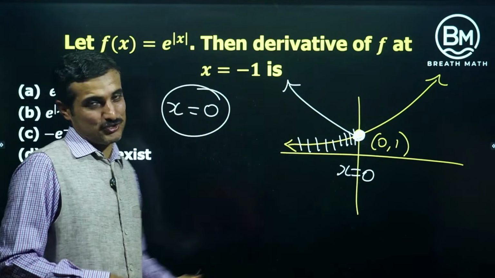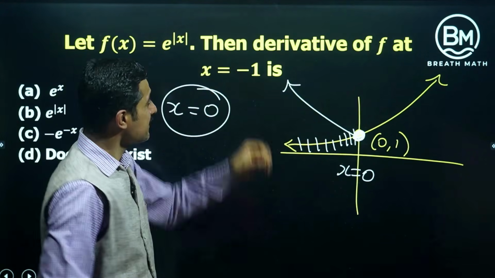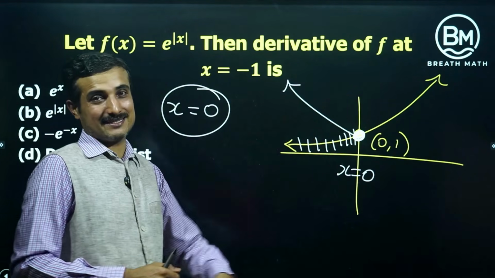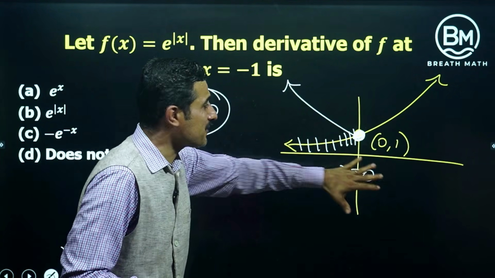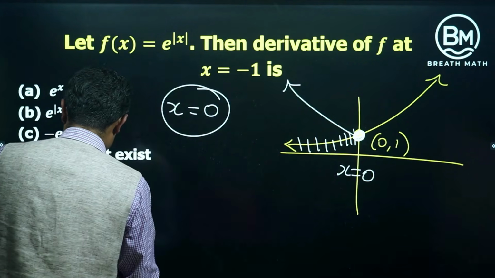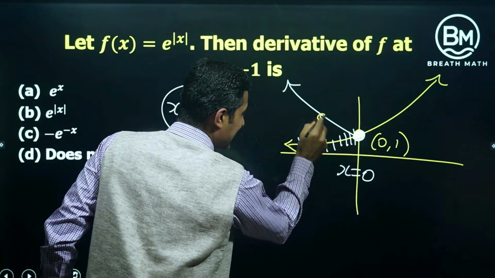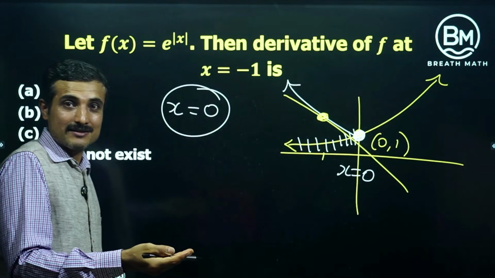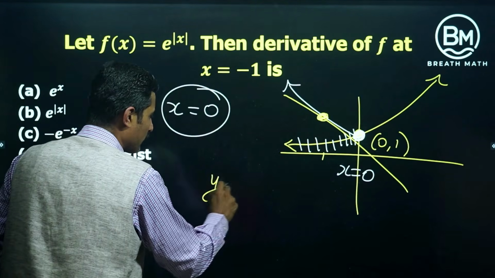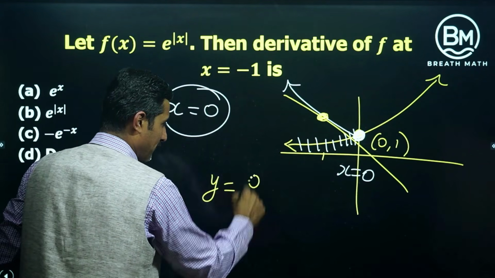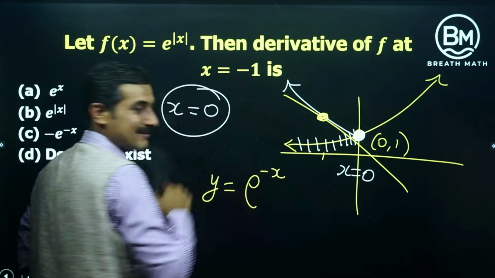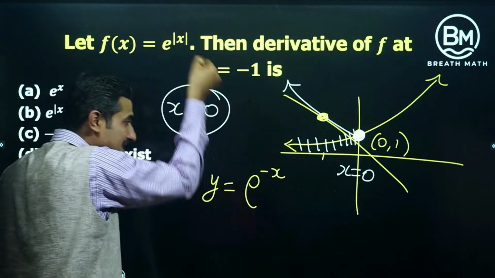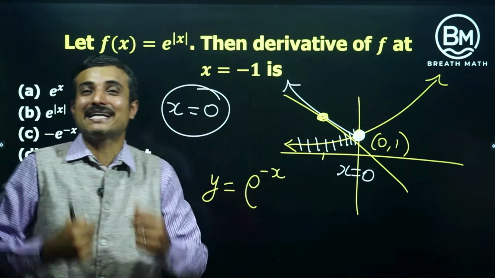To answer this question, the question says the derivative of function at x equal to -1. They're not looking for derivative at x equal to 0. Derivative at x equal to -1. Somewhere here. So derivative exists, and you have to differentiate e power minus x. For x less than 0, absolute value function is minus x. That's what we learned in the beginning.